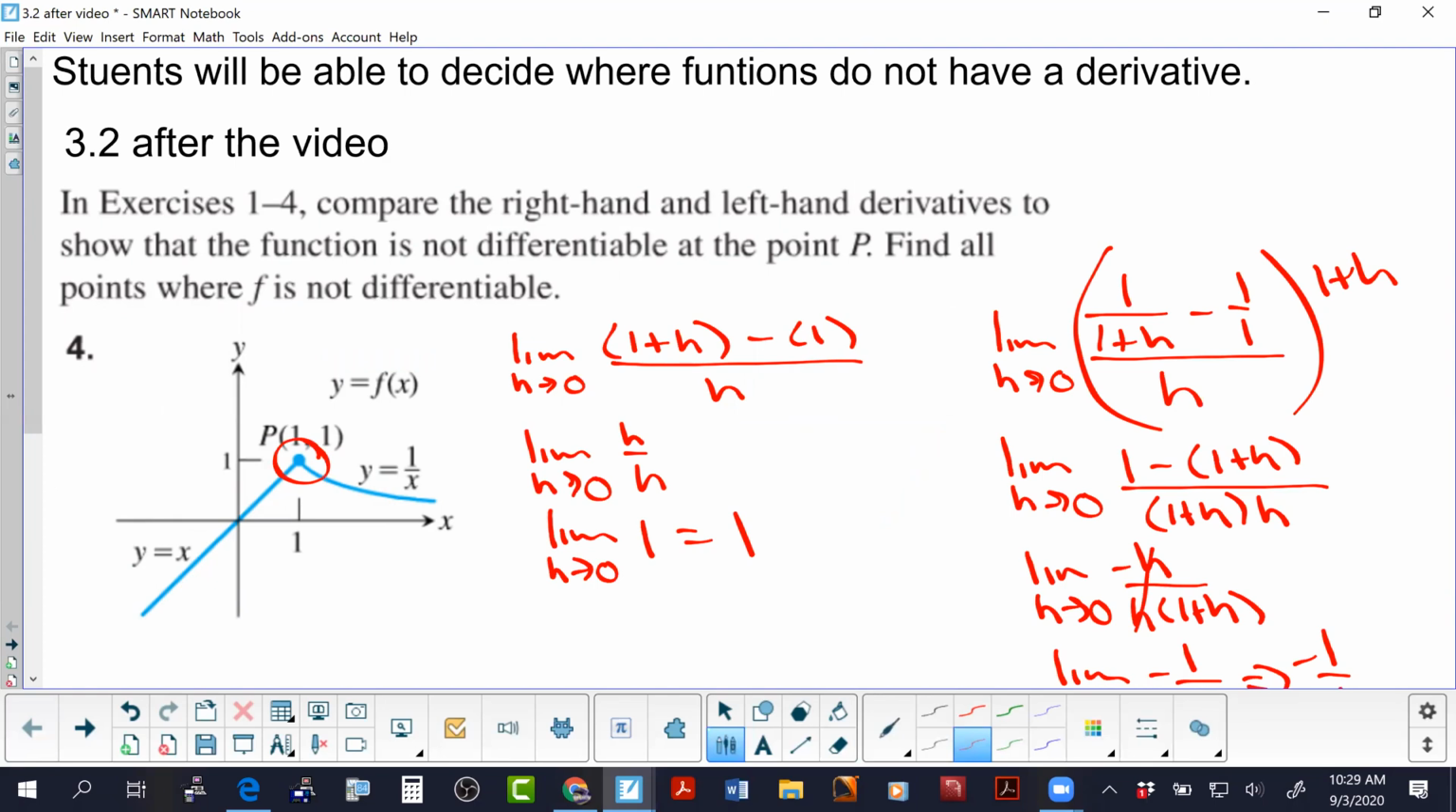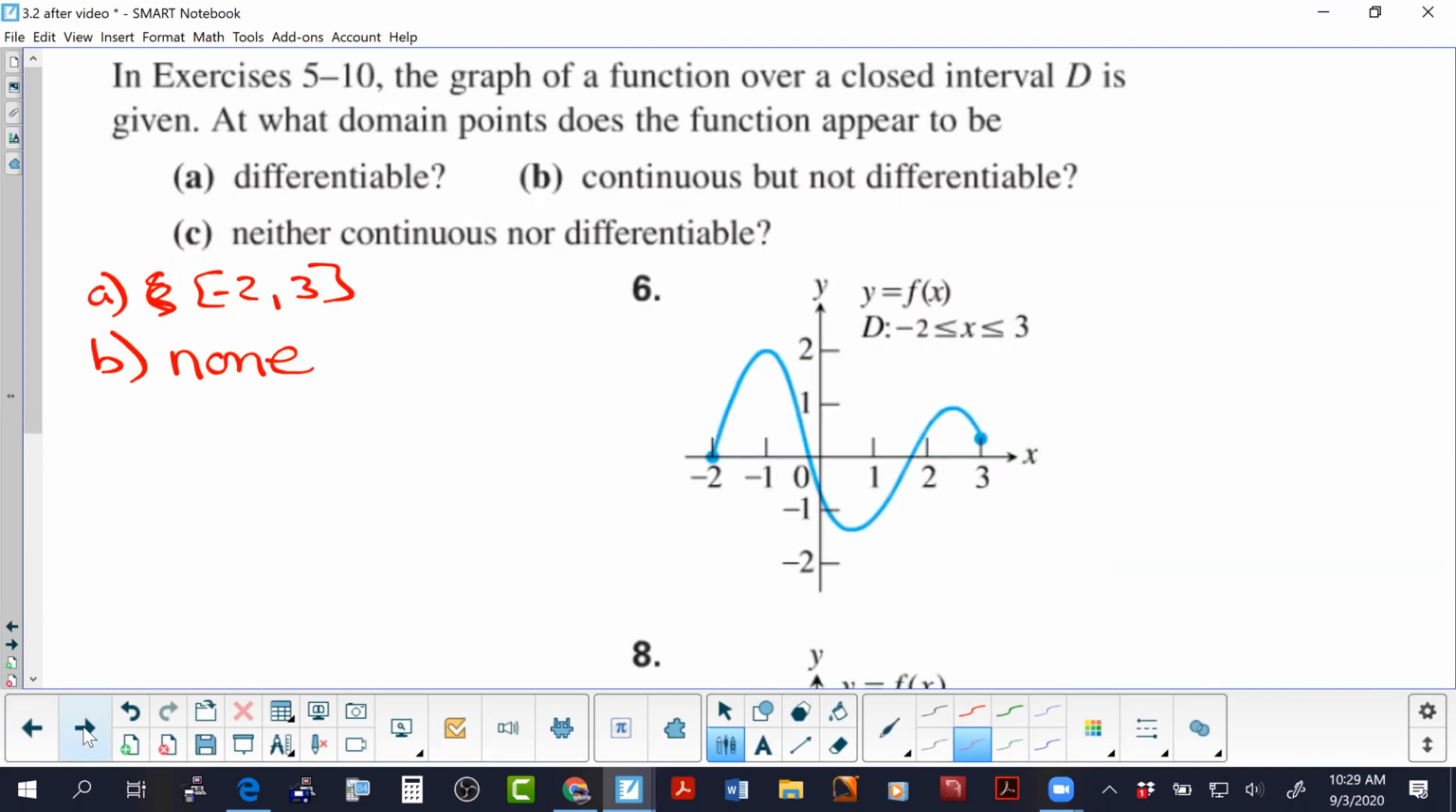There is a point there. That function is continuous, but it's not differentiable. We don't have that on number 6. We don't have cusps or corners. C, neither continuous nor differentiable. That means there's some sort of discontinuity there. It's not continuous and therefore not differentiable. None for this one. This is a nice smooth curve, continuous everywhere, differentiable everywhere.